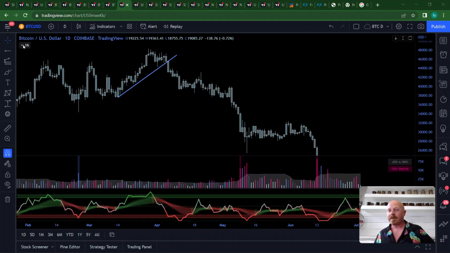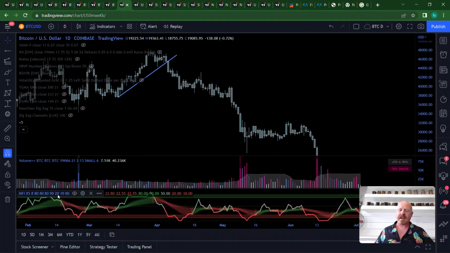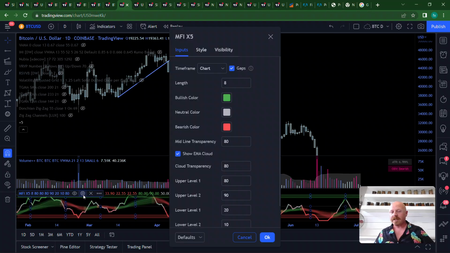So let's go ahead and jump into this. The X5 MFI. Open this up, guys. The default length in TradingView is 14. I would suggest you play with the lengths. I like Fibonacci numbers. I'm using a much smaller length of 8. This is time periods, okay? So you're looking at the calculations here over 8 candles.